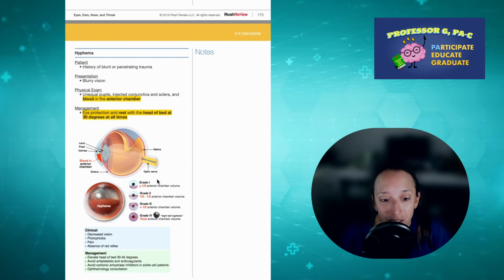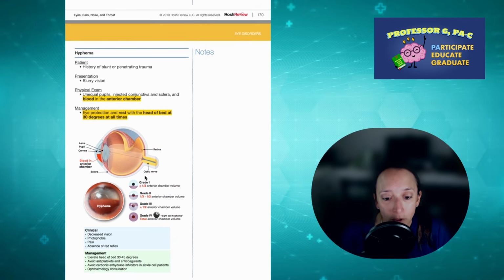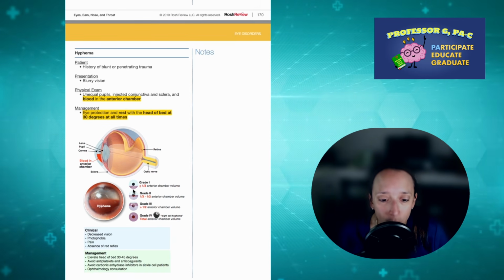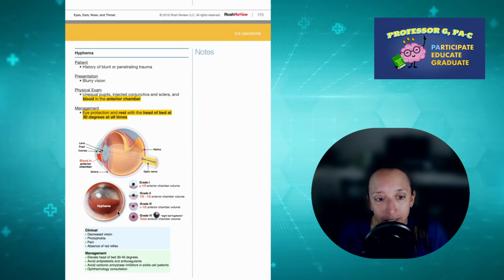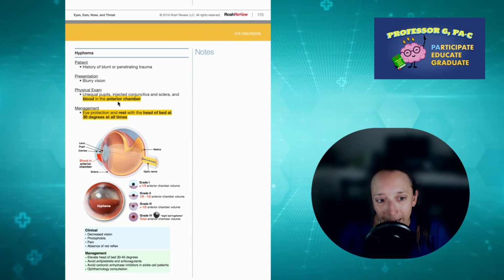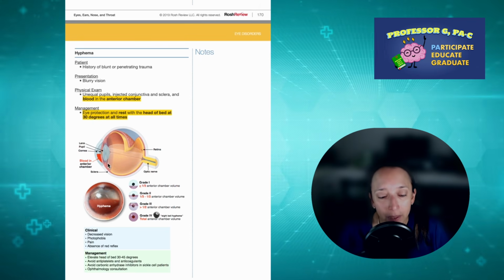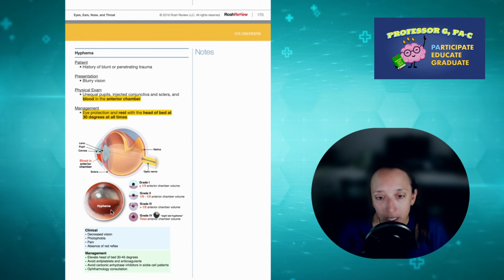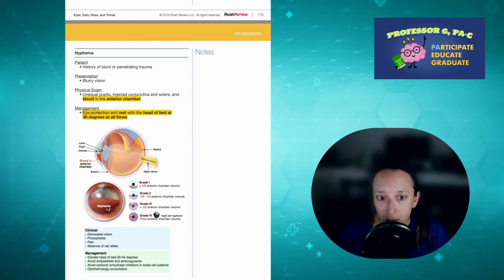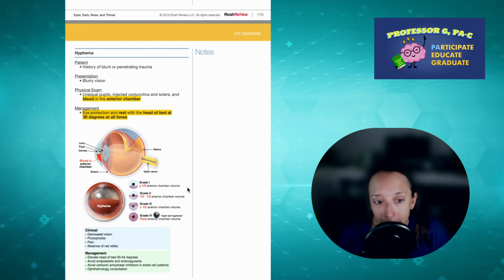Hyphema. Hyphema is blood in the anterior chamber. There are 4 grades of hyphema, and it has to do with how much blood is within the anterior chamber. You usually have a history of blunt or penetrating eye trauma, and the patients will present with blurry vision. Be careful because in dark iris patients, like brown eyes, it might be hard to see a small hyphema. So take a really good look and use tangential lighting to see it better.